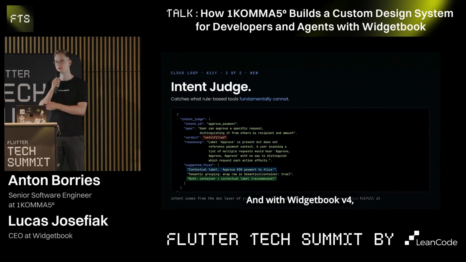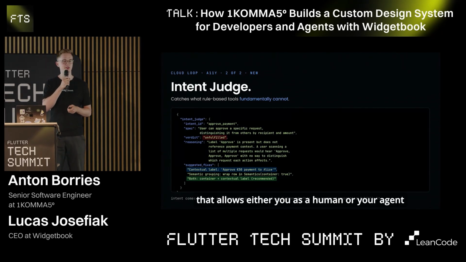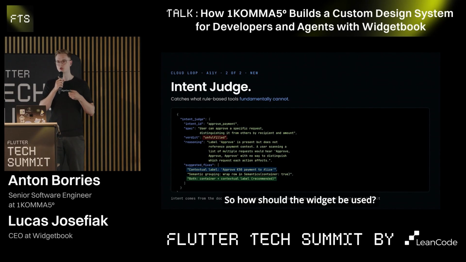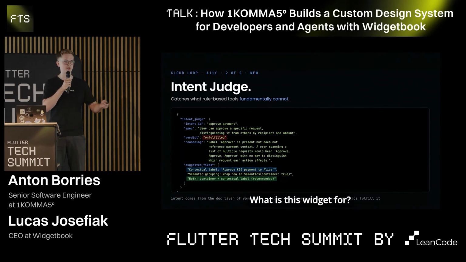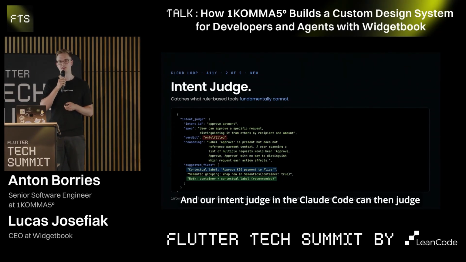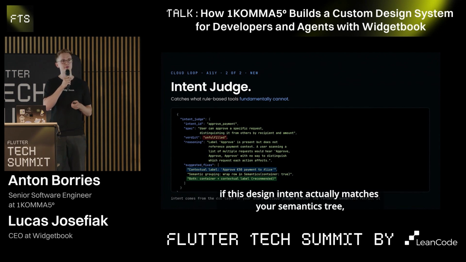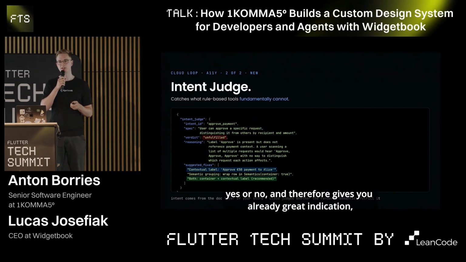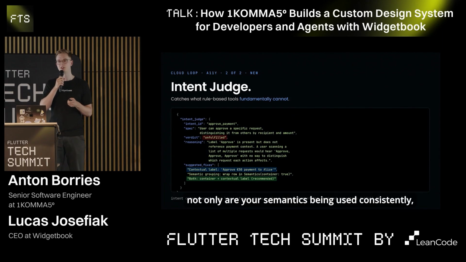And with Widgetbook v4, we released a documentation feature that allows either you as a human or your agent to really document the intent of a widget. So how should the widget be used? What is this widget for? And our intent judge in the cloud can then judge if this design intent actually matches your semantics tree, yes or no, and therefore gives you already a great indication not only are your semantics being used consistently, but do they actually make sense?